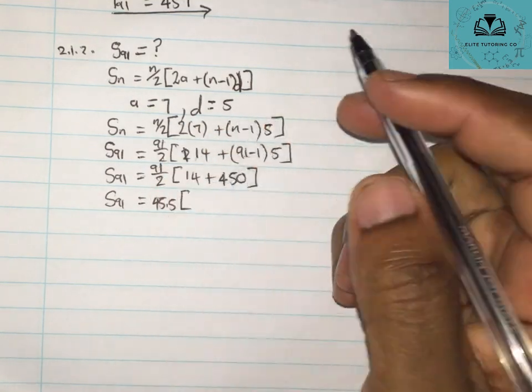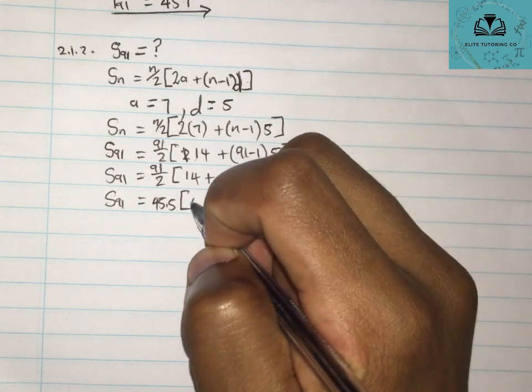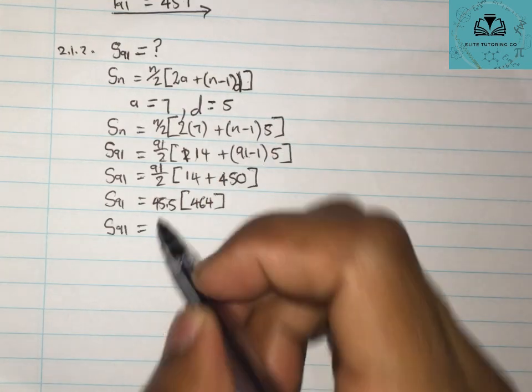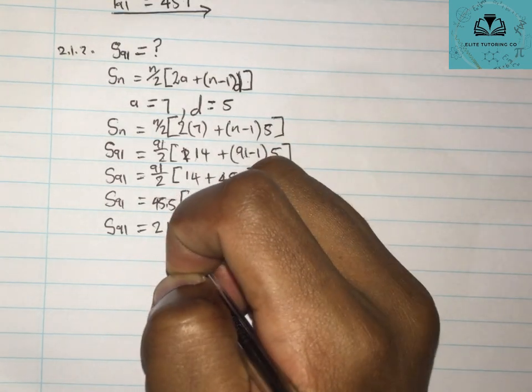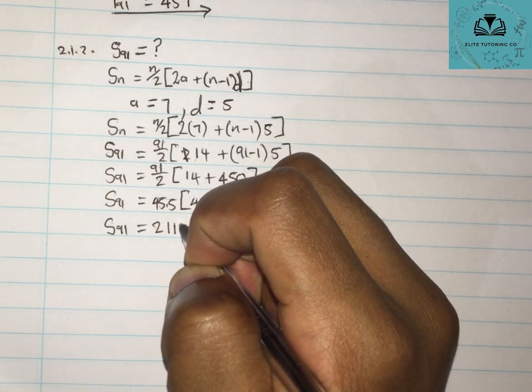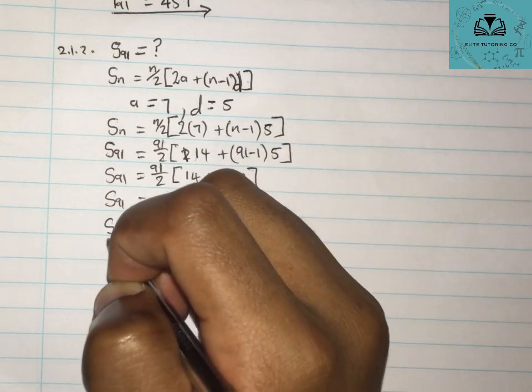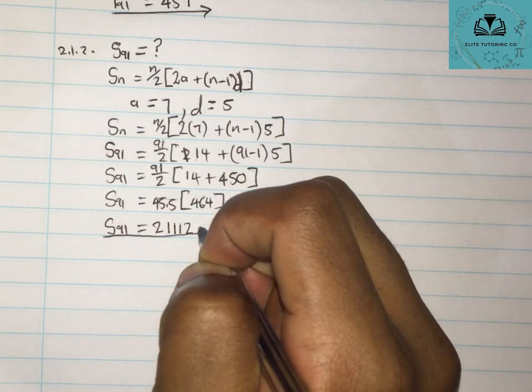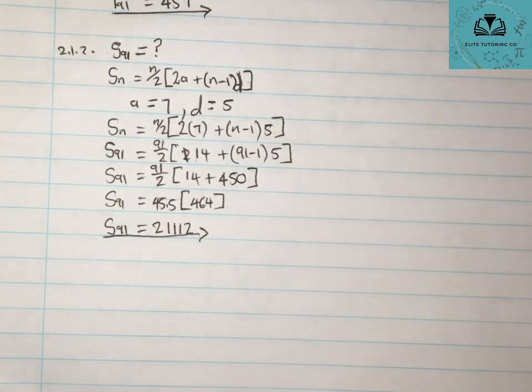All multiplied by 14 plus 450. That becomes 464. So this is 464. And that is equal to 21,112. Now this is the sum to 91 terms for this arithmetic series. Now that is the solution for that question. Let's move on to the next question.